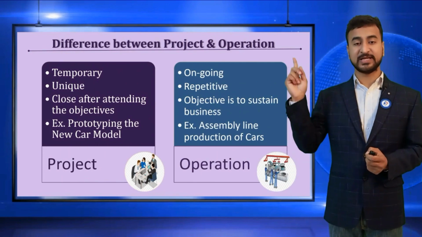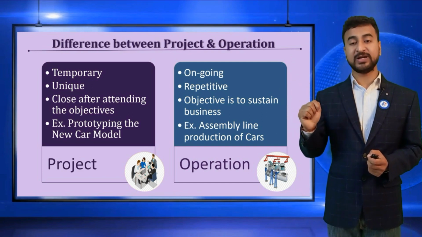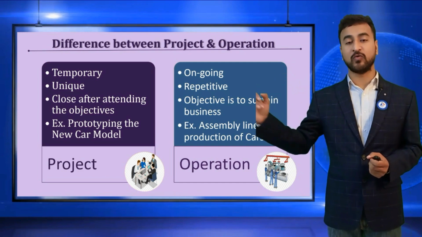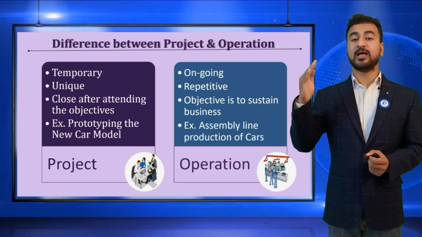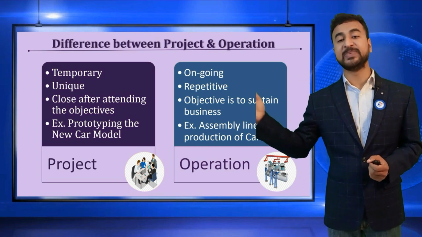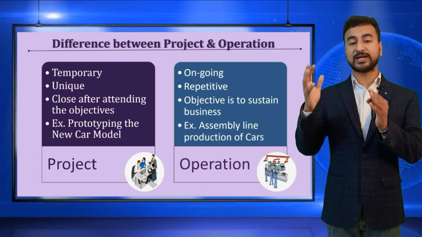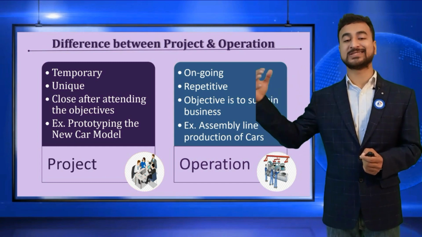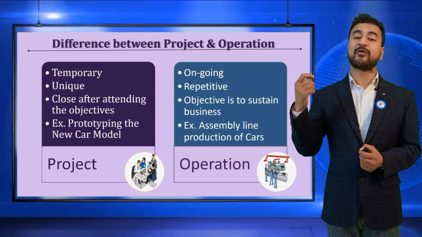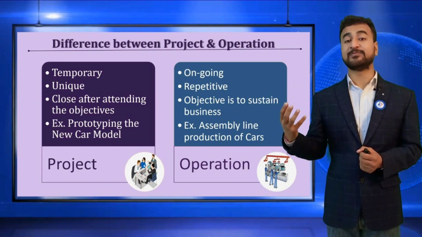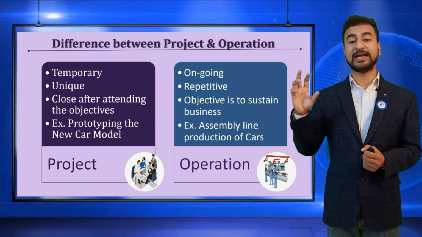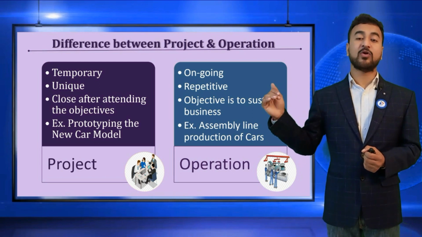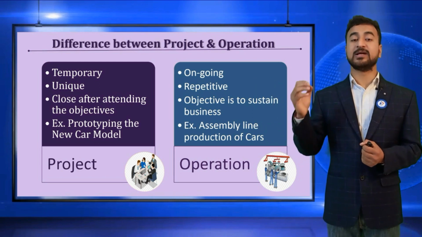As you see from the screen, a project is temporary whereas an operation is ongoing. A project is unique and an operation is repetitive. A project closes after attaining that particular objective, whereas operations are for a sustainable business objective. If I wanted to give you an example, a project is temporary because it starts and ends at well-defined times, while an operation is for constant things.